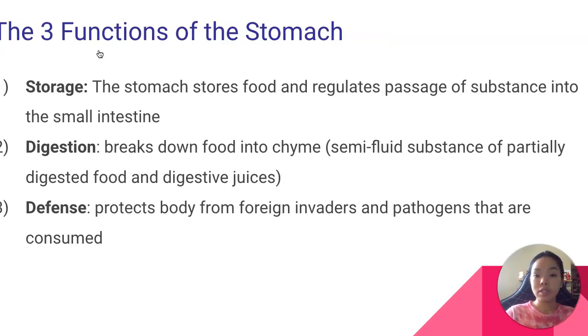There are 3 functions to the stomach. So the first function would be storage. The stomach stores food and regulates passage of substance into the small intestines. Then would be digestion. Digestion is essentially the breakdown of food into chyme, and chyme is defined here as the semi-fluid substance of partially digested food and digestive juices. Then lastly would be defense, and the stomach protects the body from foreign invaders and pathogens that are consumed.